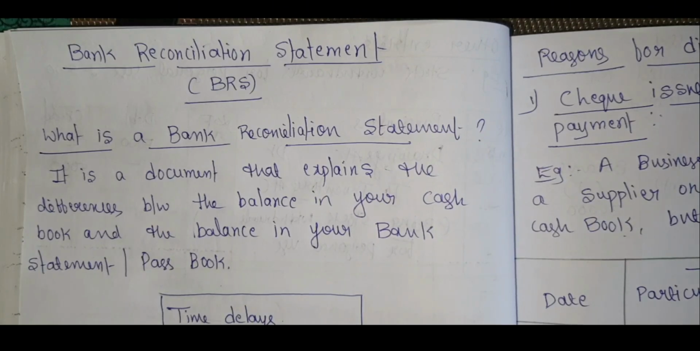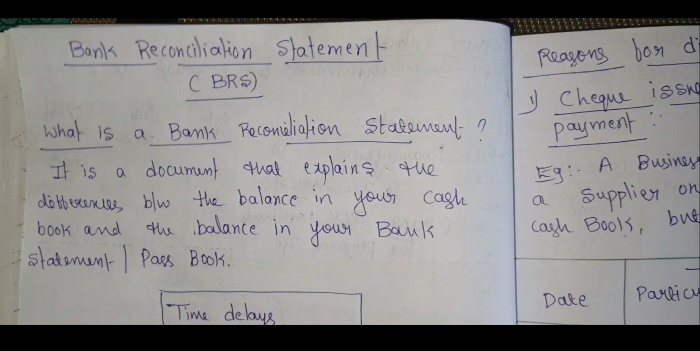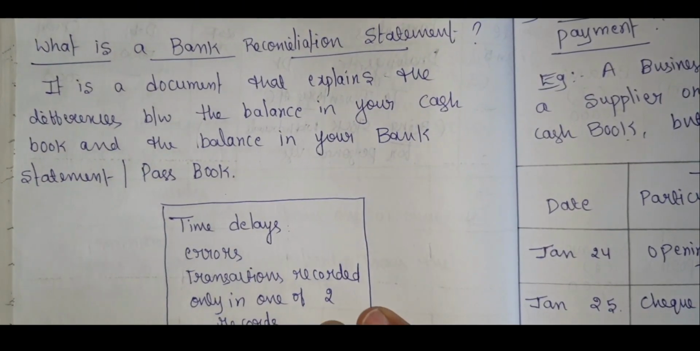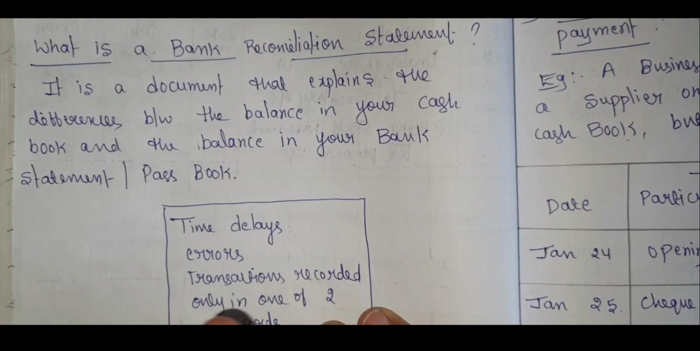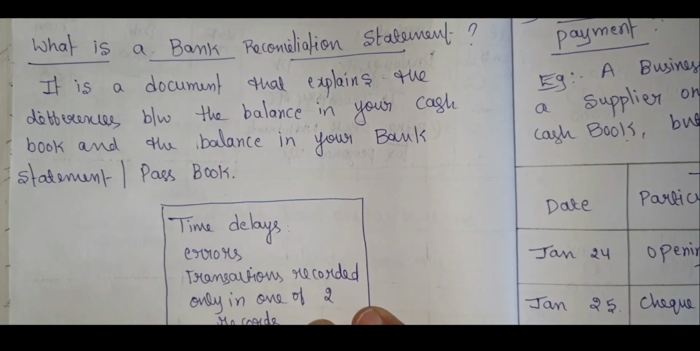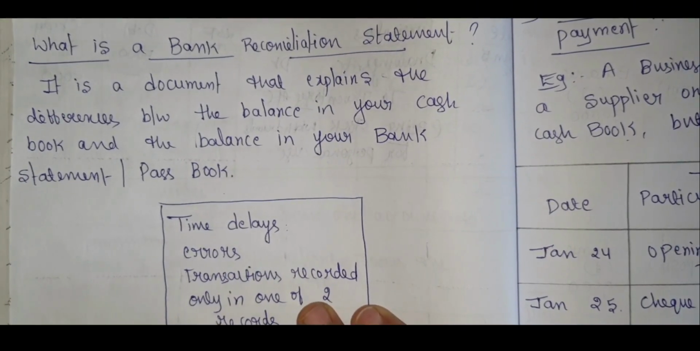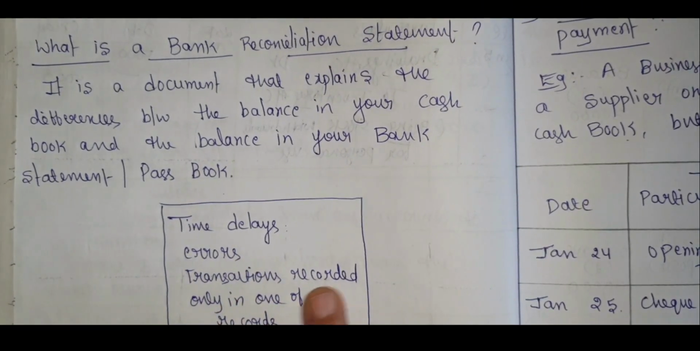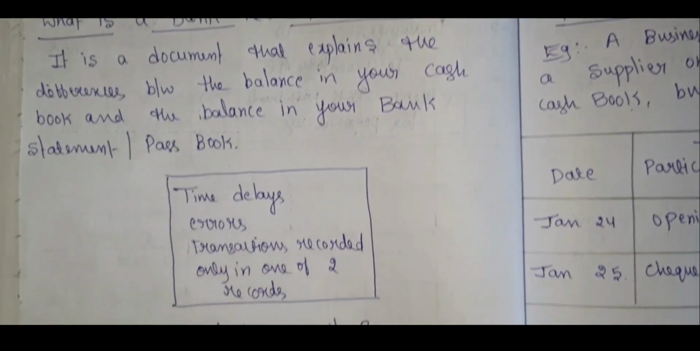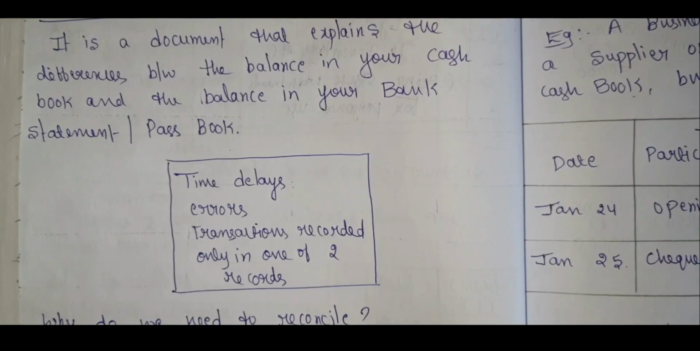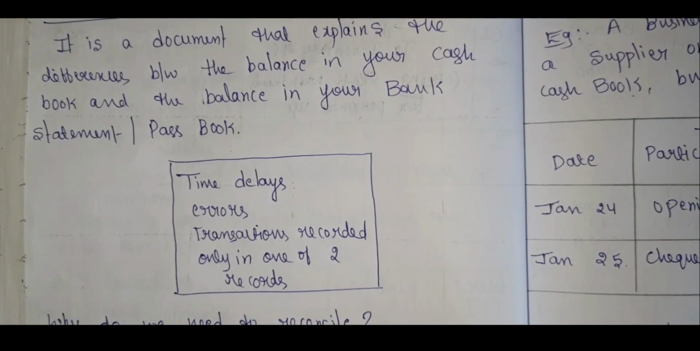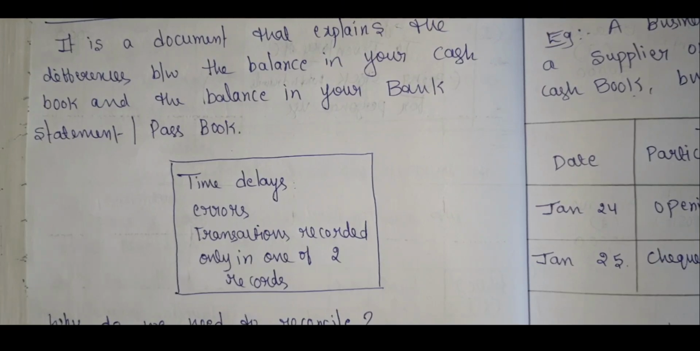So these differences occur due to time delays, or timing differences in the recording of transactions, or errors made by the business or by the bank, or the transactions are recorded only in one of the two records. So these are the reasons for the differences between the balance in your cash book and the balance in your bank statement or passbook.